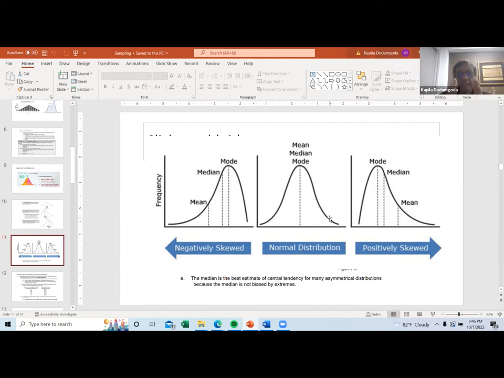If the standard deviation and the variability is more, it is a flatter curve. Is that clear? If the values are close to each other, it's a compressed, narrow curve. If the values are very much dispersed, it's a flatter curve.